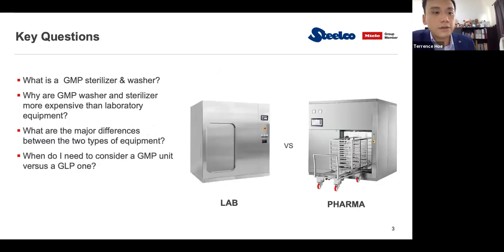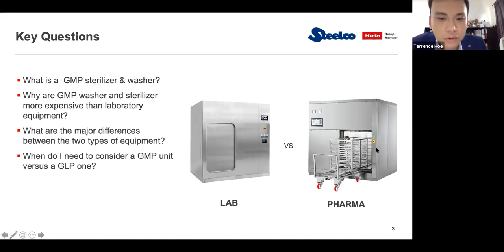First, we always encounter some questions that are always shared by our clients all around the world. They will ask: what is a GMP sterilizer and washer? Why are GMP washers and sterilizers more expensive than all the lab equipment that they have? What are the major differences between these two types of equipment? When do I need to consider a GMP unit or even a GRP one?